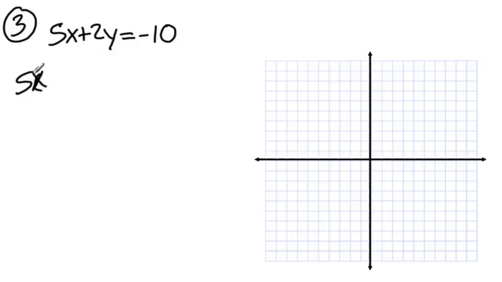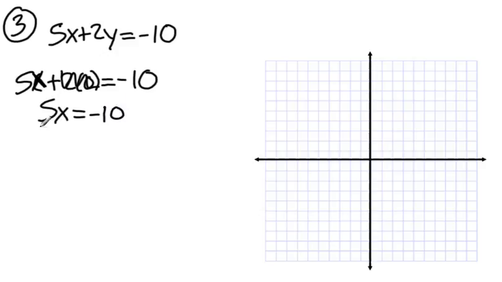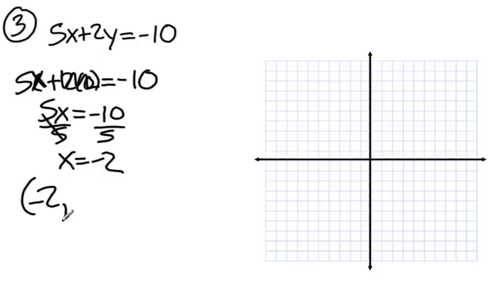We're going to have an x here. 5x plus 2 times 0 equals a negative 10. This is going to simplify to 0, so we don't really need to write it. And I have 5x equals a negative 10. Divide by 5 on both sides, and x equals a negative 2. So the x value is negative 2, and remember we put a 0 in for y. So at x is negative 2, I'll have a point.